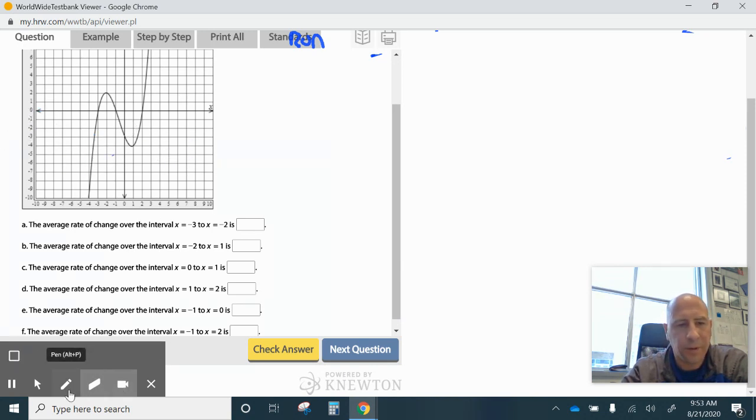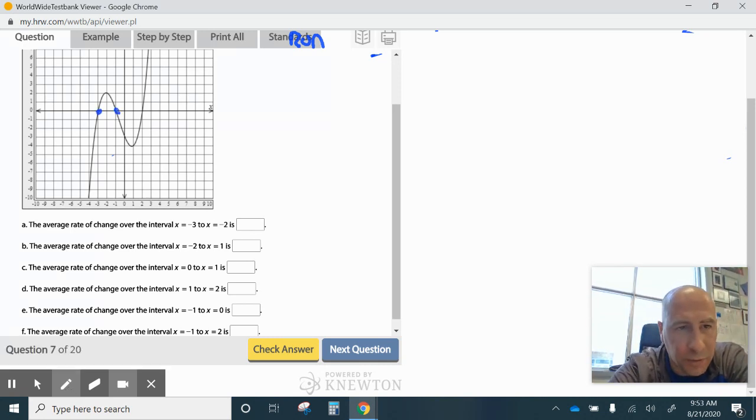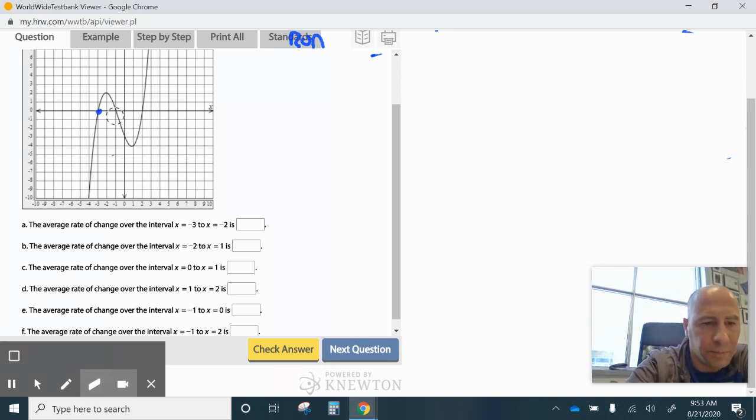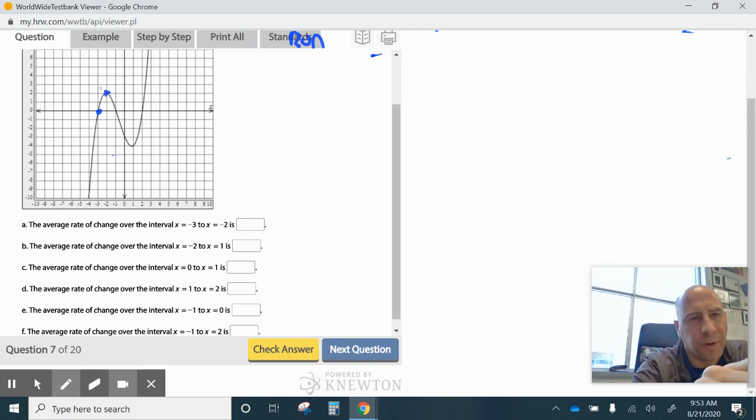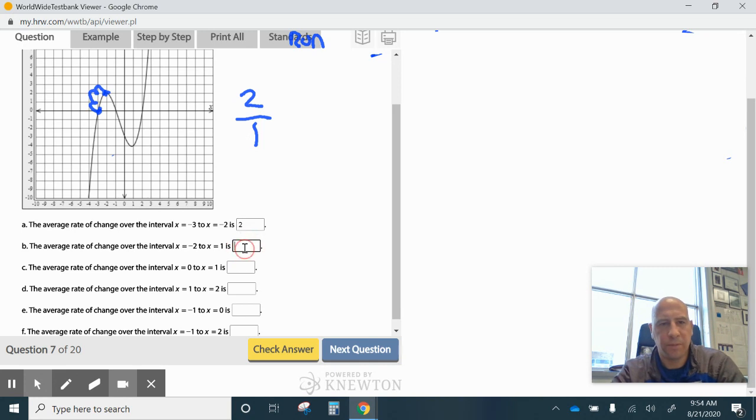All right. So now let's look at A. The average rate of change over the interval where x is negative 3. So we have to find the point when x is negative 3 and x is 2. So x is negative 3 is this part right there, and x is negative 2. Oh wait, that's wrong. I looked at the wrong point. Sorry. Negative 2 is right there. Okay. So rise over run. So we go up 2, to the right 1. So that's 2 divided by 1 equals 2.